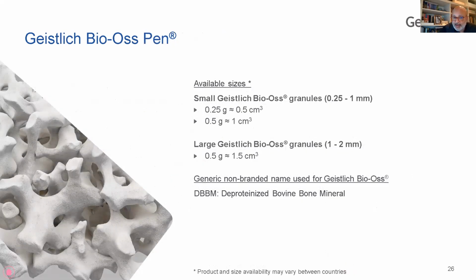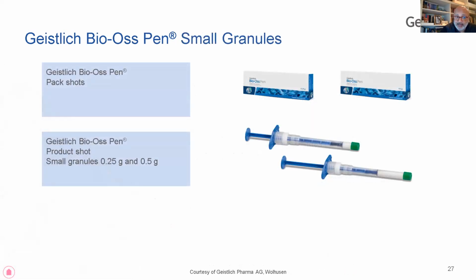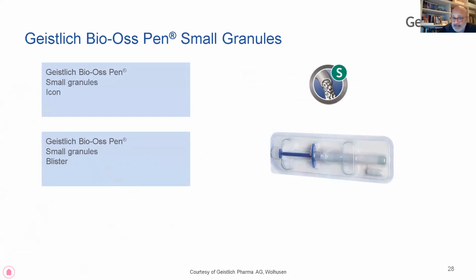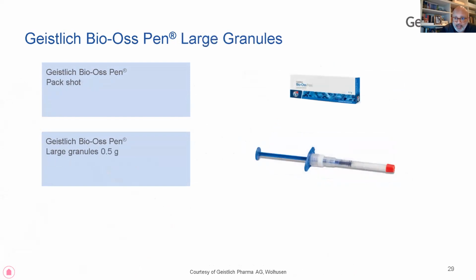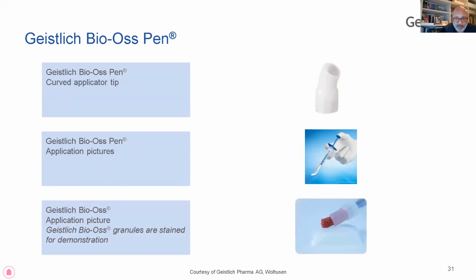Okay, so Bio-Oss pen again comes in the same granule sizes. There are the pens. So they have the pack shots, and there's a 0.25 and the 0.5, although that looks more like the 0.5 and the 1 gram, or 0.25, 1 gram. Again, in the blister pack, so it's easy to use. And there is a larger granule size as well, again in the blister pack. There's the curved tip that I was talking about. It makes it quite easy to get to those posterior areas, and just makes it a lot easier for you.